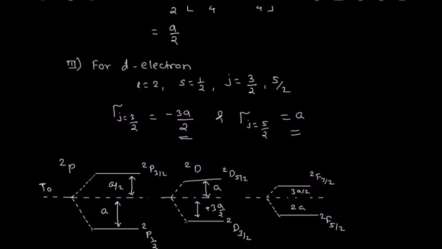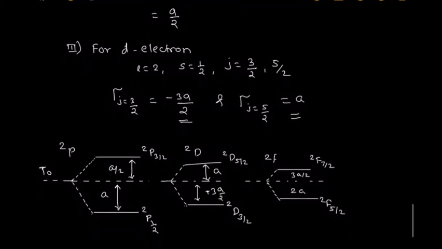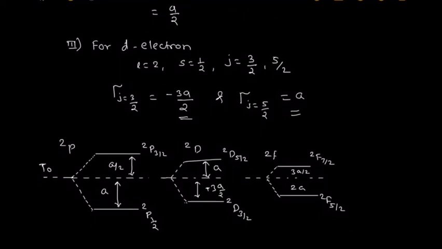Similarly for the F term, we write the result directly. For the doublet F term, the lower term is doublet F 5 by 2, the upper term is doublet F 7 by 2. These are separated from T0 by 3A by 2 and 2A. Again, it shows from this equation that A, small a, is the term shift in wave number. As L increases, meaning P, D, F, the doublet separation goes on decreasing. That also we prove in that article. Thank you.